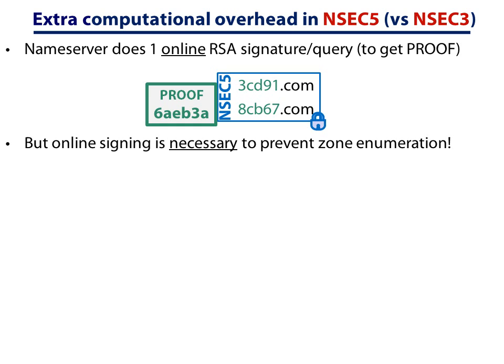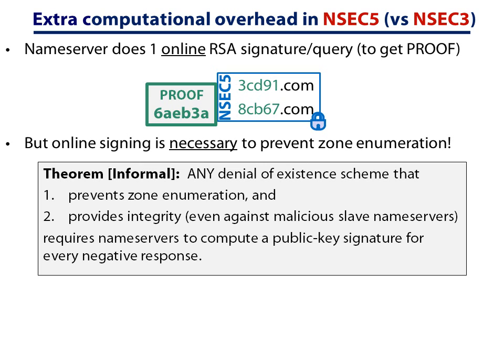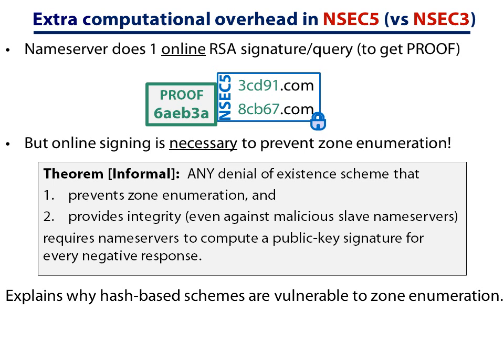But actually, we can prove that this online signature is necessary if we want to prevent zone enumeration. So we have this theorem that says that any denial of existence scheme that both prevents zone enumeration and provides integrity, even if the name server is attacked or hacked, even if the key material in the name server is exposed, requires name servers to compute one public key signature for every negative response that it gets. So in some sense, our solution here is actually optimal, because our theorem proves that we need one signature per query, and that's all we actually require in NSEC5. And this theorem also explains why hash-based schemes like NSEC3 are vulnerable to zone enumeration and offline dictionary attacks.